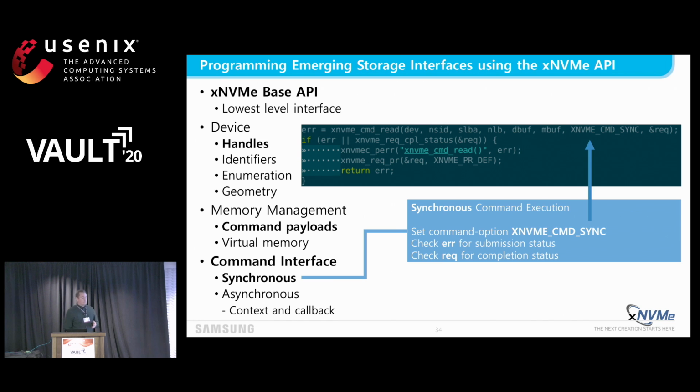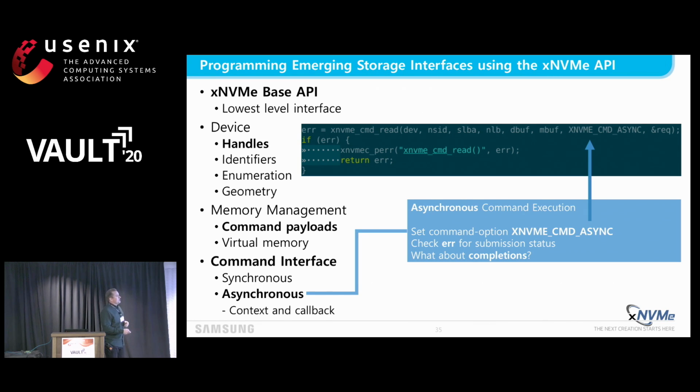And you can then either execute your commands in a synchronous fashion, and by that I mean that when you do, for instance, a read here, you provide the argument of a synchronous command, and what you do then is check the error code, which will tell you how well or not it actually managed to submit this command, and then you check the request object for the completion status. So once this function returns, it would at least have tried to submit your command, and if it was submitted, it will have the completion ready for you.